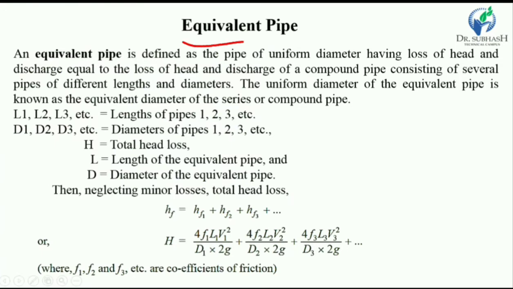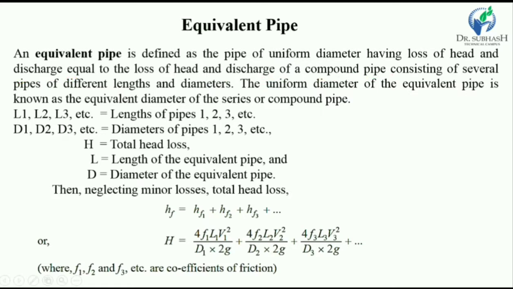Now the equivalent pipe. Let us discuss the equivalent pipe. What is the equivalent pipe? It is defined as the pipe of uniform diameter having the loss of head and discharge equal to the loss of head and discharge of the compound or series pipe.